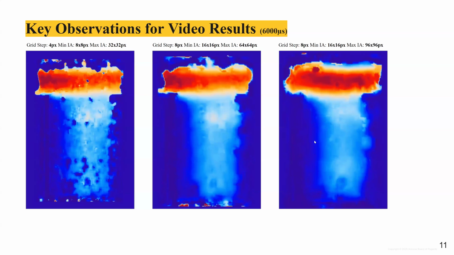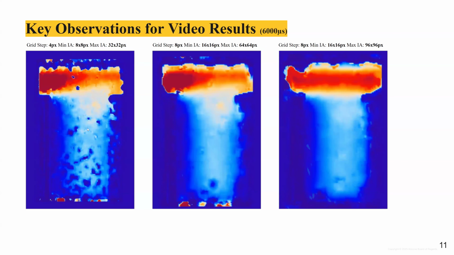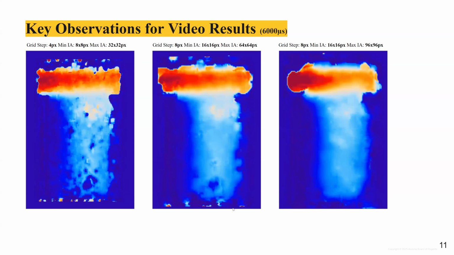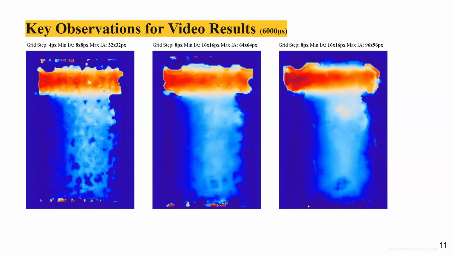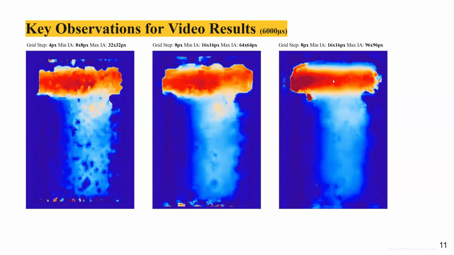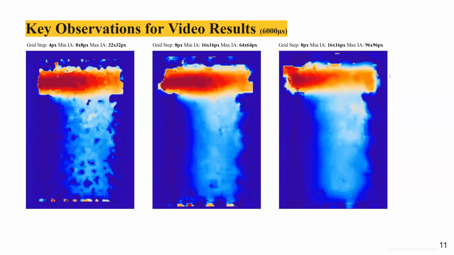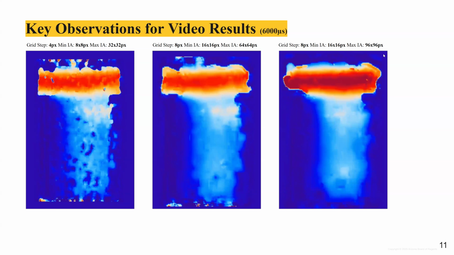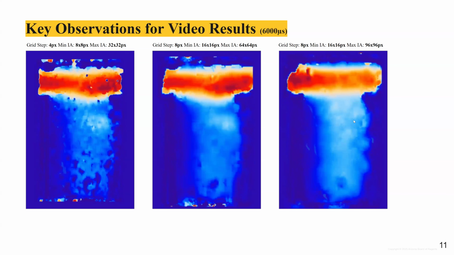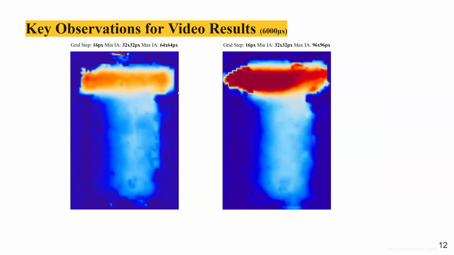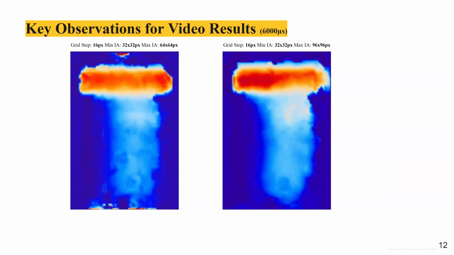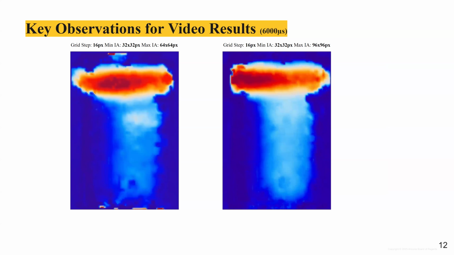At 6,000 microseconds, the displacement between frames is larger. Smaller interrogation area cases lose more vectors. And grid step 8 pixels with interrogation area 16 to 96 pixels remains readable, but some fine details soften. Grid step 16 pixels is very smooth at this timing, but there is gradient blur near the upper shear layer.